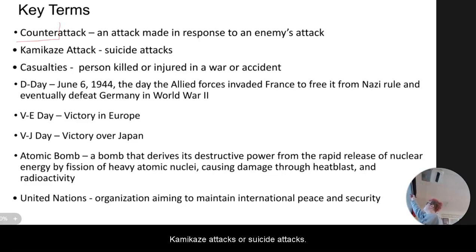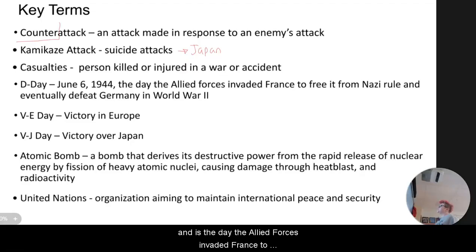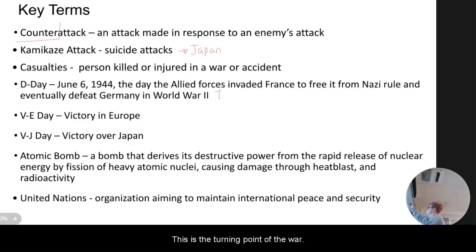Kamikaze attacks or suicide attacks. These are only really associated with Japan. Casualties, a person killed or injured in a war accident. D-Day is June 6, 1944, and it is the day the Allied forces invaded France to free it from Nazi rule and eventually defeat Germany in World War II. This is the turning point of the war.